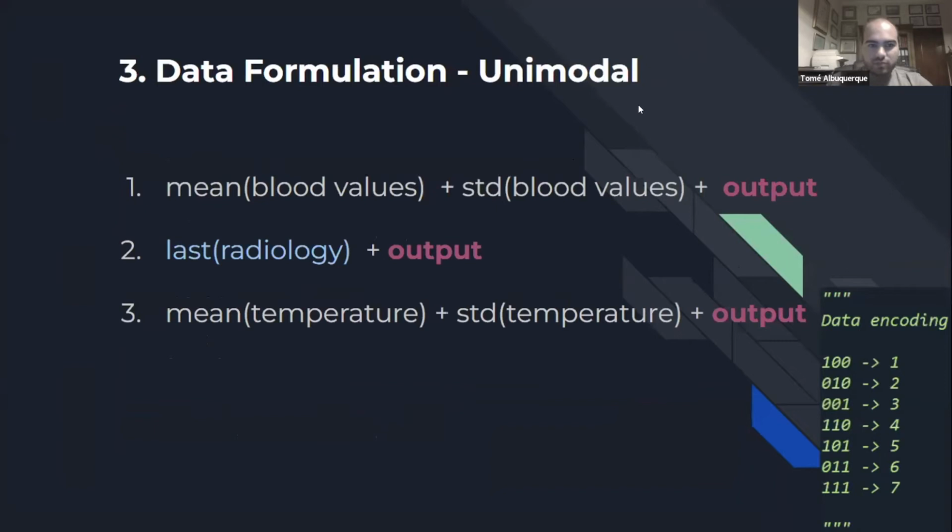The first approach that I was talking about was multimodal, but we also want to know what the predictions are using only unimodal input. So we also do some experiments using only one type of each dataset: the blood values in the first approach, in the second only the radiology values, and then in the third only the temperature.